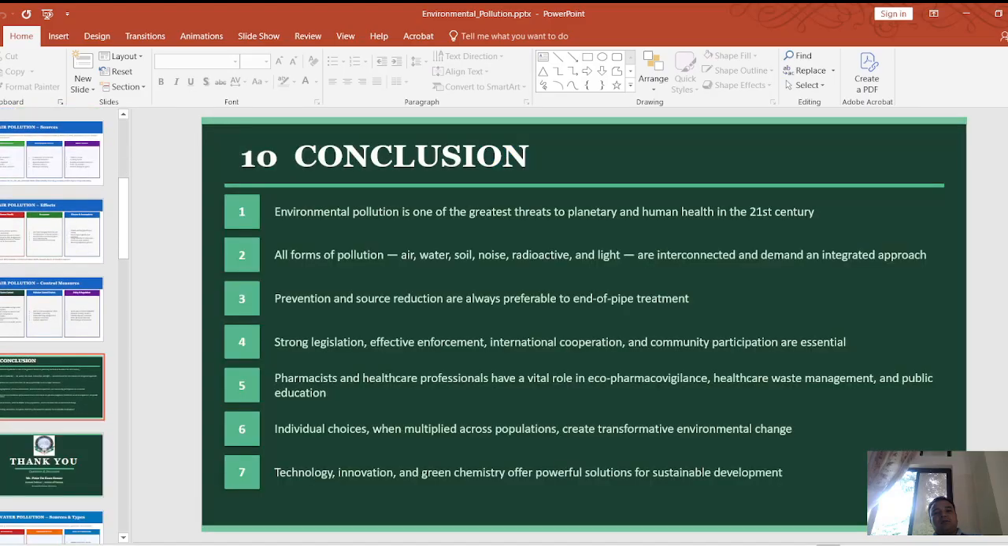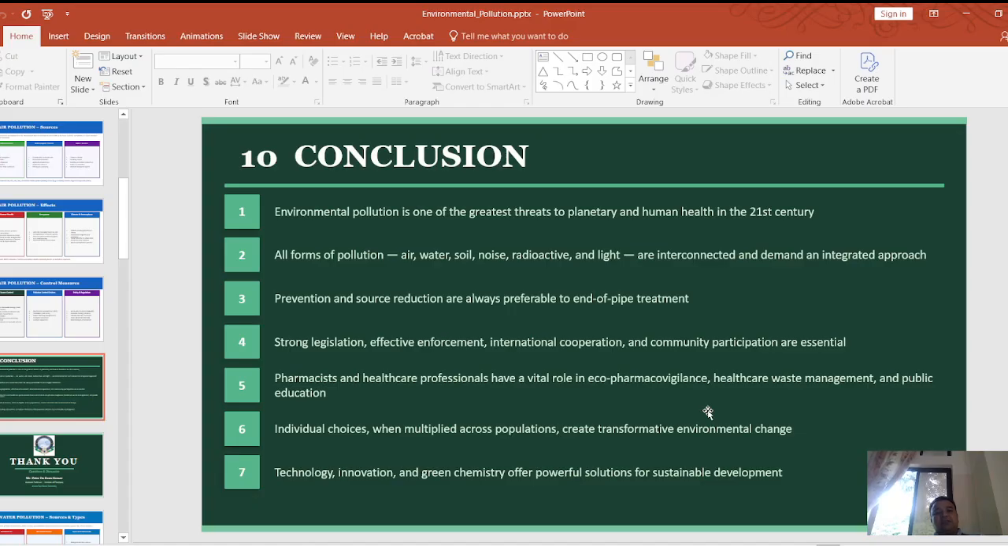In conclusion, environmental pollution is one of the greatest threats to human health and the environment. Since all forms of pollution are interconnected, an integrated approach is needed for effective control. Prevention and source reduction are more sustainable than treatment after pollution occurs. Strong laws, effective enforcement, international cooperation, and public participation are essential for environmental protection.